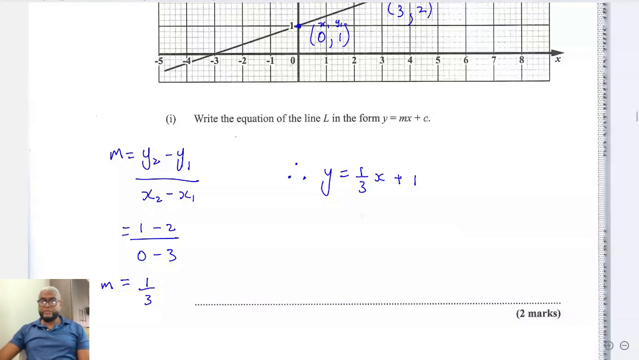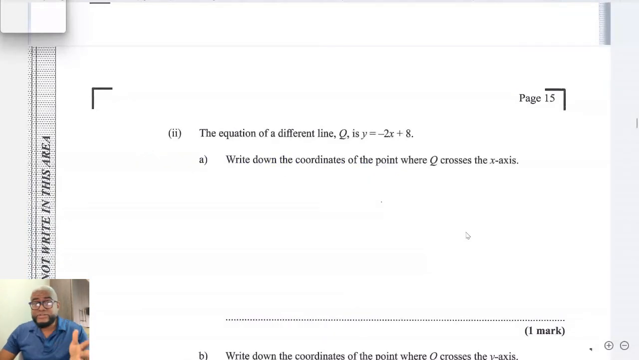Write that down. Quick. Right, let's see what this question is requesting. The equation of a different line. They clearly said it's a different line, right? Q is y is equal to negative 2x plus 8. Everybody good there? This is a different line. Let me ask that question. What's the gradient of this different line?